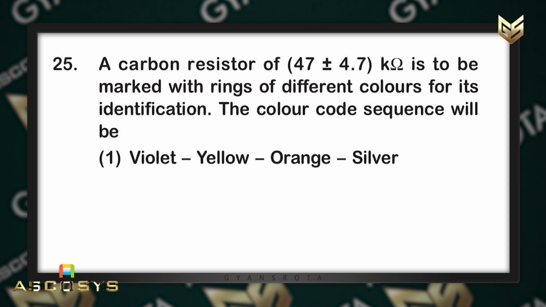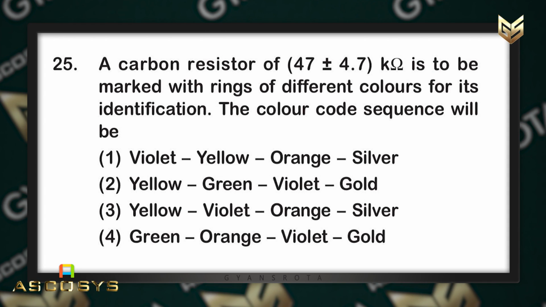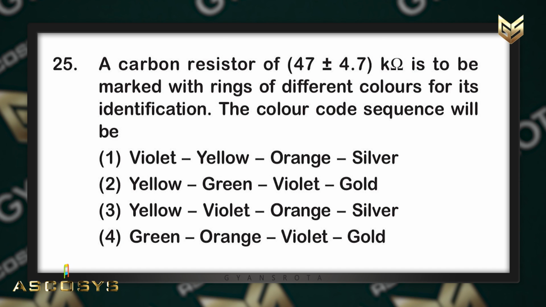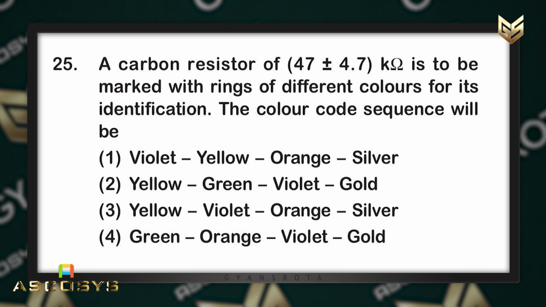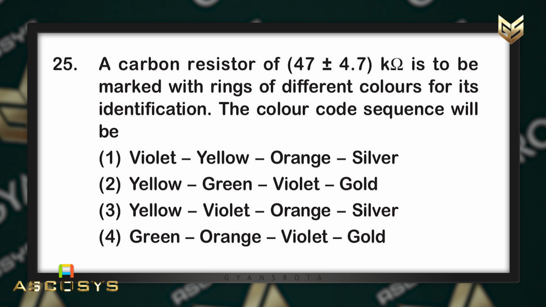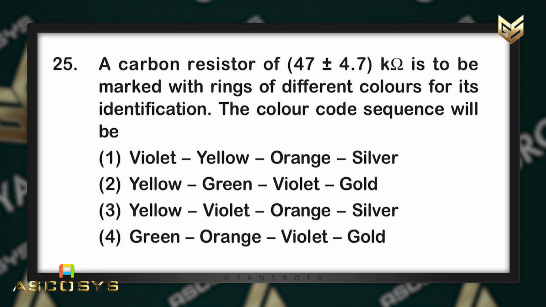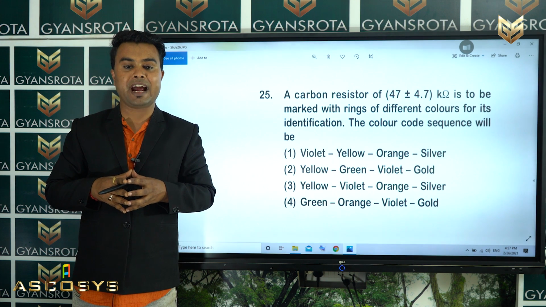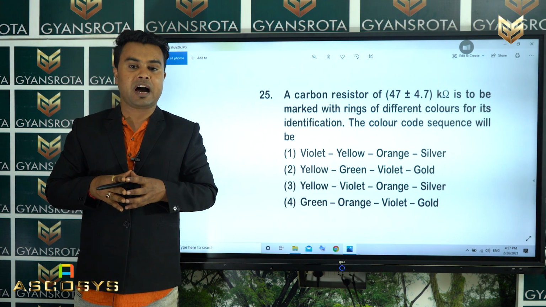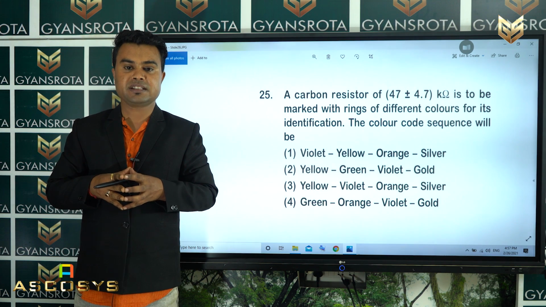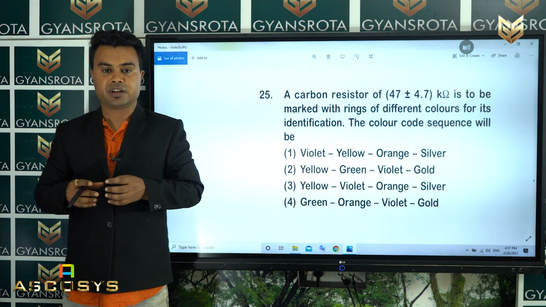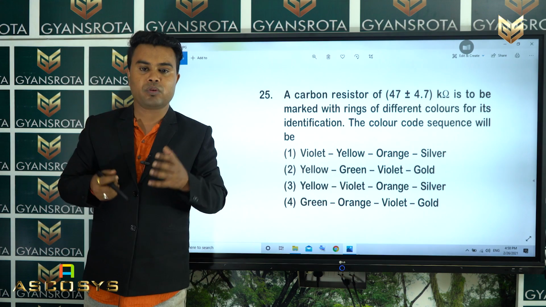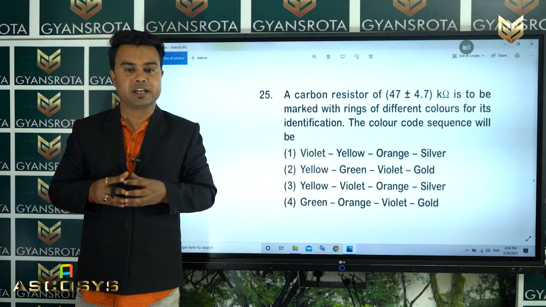A carbon resistor of 47 plus 4.7 kilo ohm is to be marked with rings of different colors for its identification. What will be the color code sequence? By looking at the number only you have to identify. Now, let us see what will be the color code combination. For this one you need to know one more thing, that is also from the chapter Current Electricity.